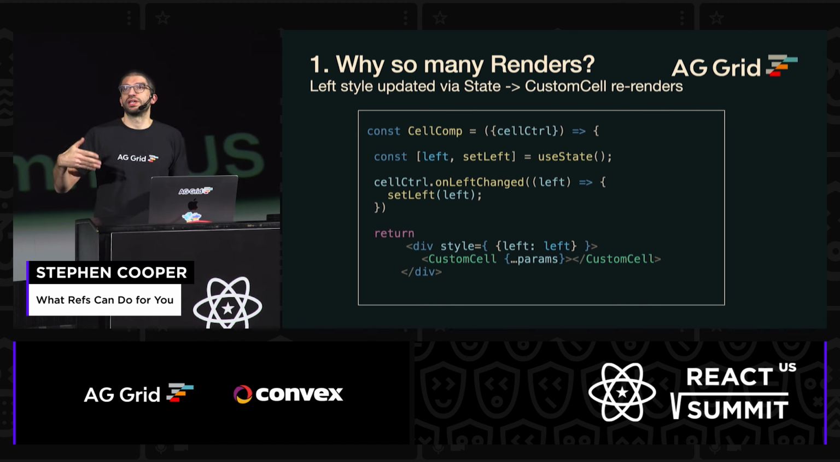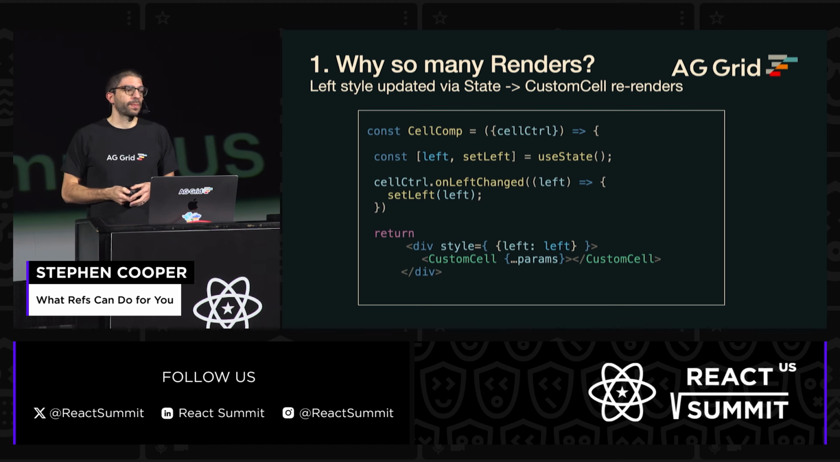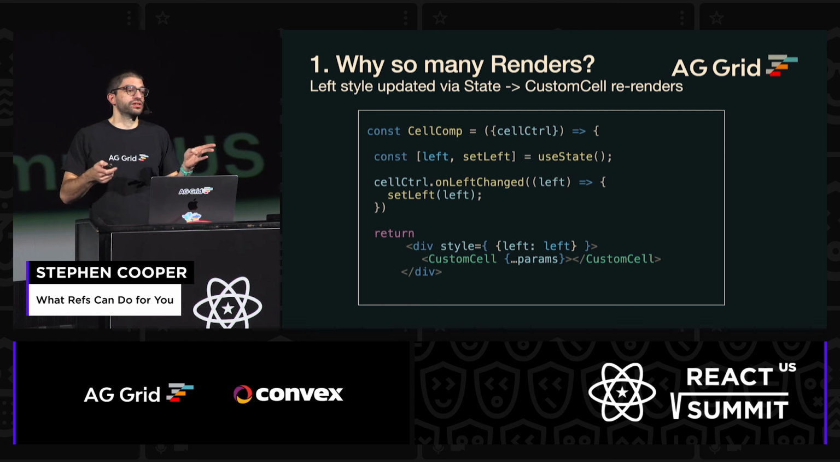And we would simply update the state. But because we're updating the state, React is re-rendering this whole component. And because the state is being updated on that div, the custom cell is a child of that. And so if there's no memoization or any kind of caches there, that is also being re-rendered.